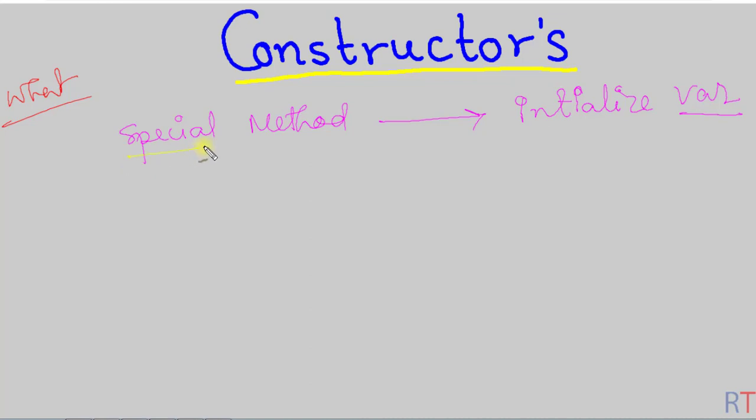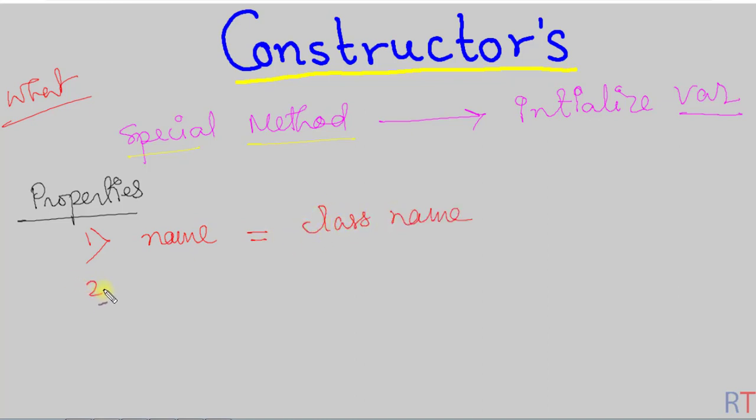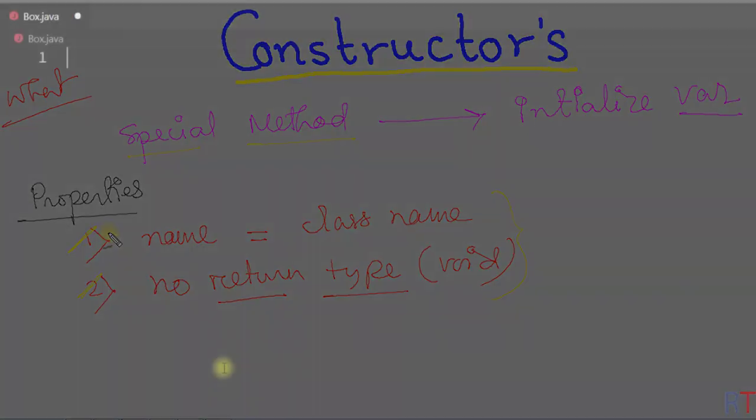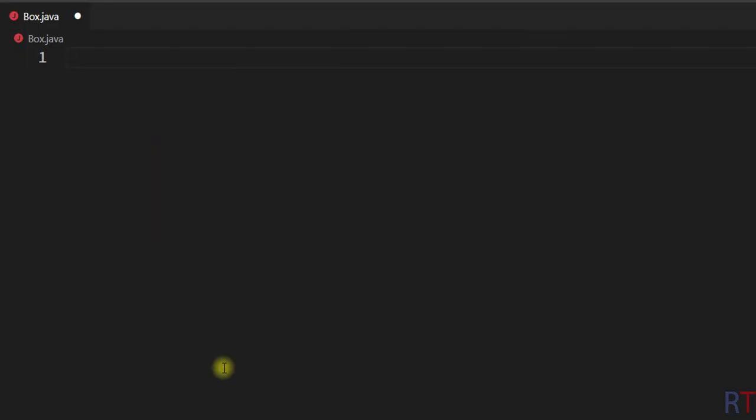The reason it is called a special method is because it has some properties. The first property is that the name of the constructor should be equal to that of the class name, and the second property is that a constructor should have no return type, not even void. That means the return type of the constructor should be left blank, and these are the key properties of constructors in Java. Now the question is why to use constructors in Java.